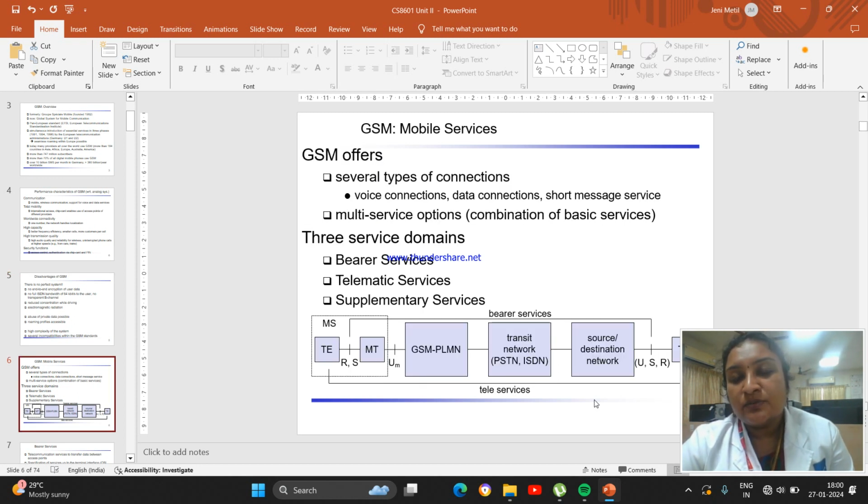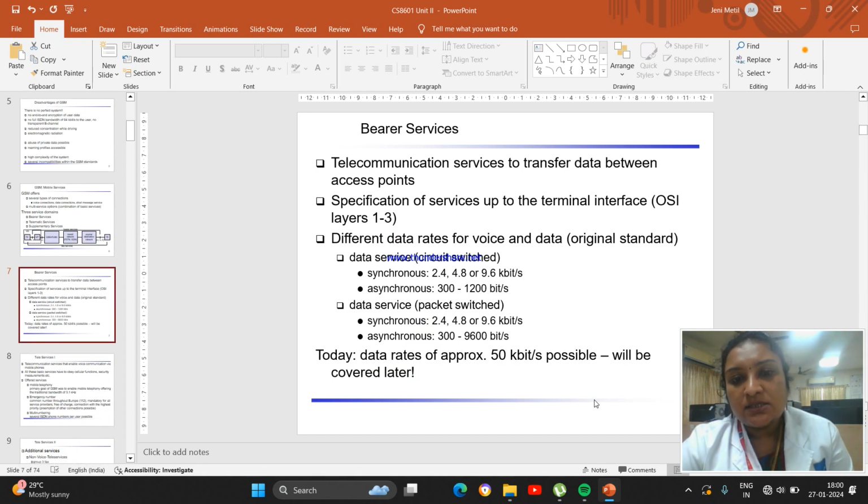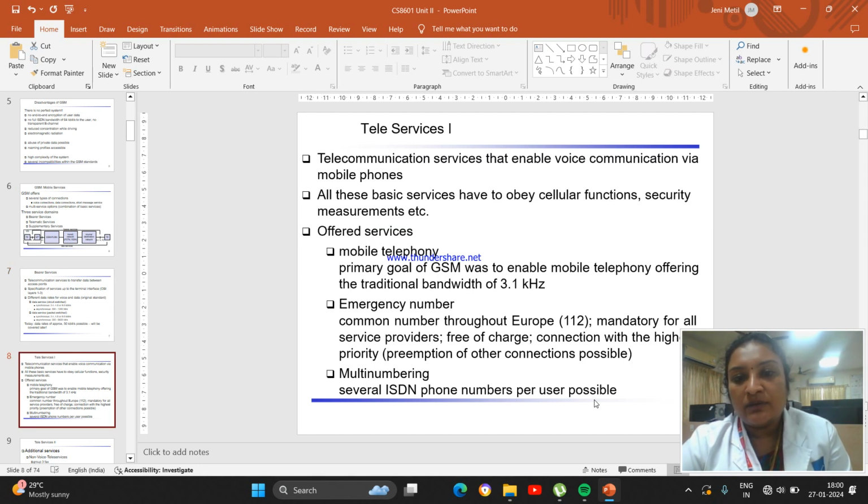In the GSM mobile service, we are giving totally different connections like voice connections, data, and short SMS. It has three domains: bearer service, telematic service, and supplementary service, which we'll see one by one. In the bearer service, we give a telecommunication service to transfer data between access points, with different data rates for voice and data, either synchronous or asynchronous. In tele services, we enable voice communication via mobile phones, obeying the cellular functions, security measures and all. We can offer mobile telephony, emergency number and multi-numbering.